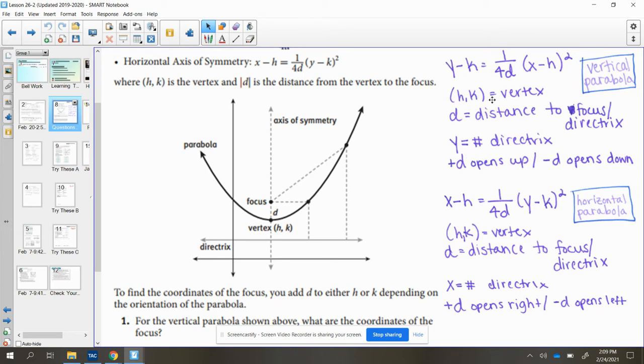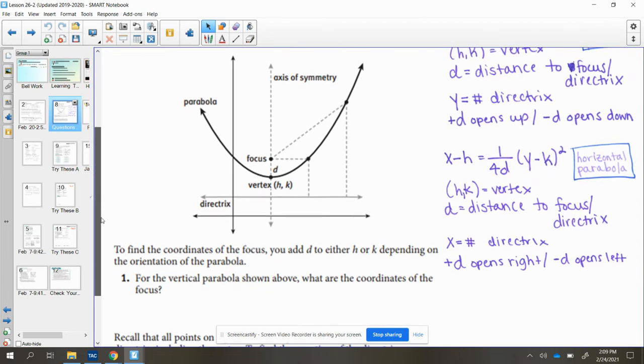And then a reminder that out front here, if you have a positive value, it's going to open up. Negative value opens down for x squared. For y squared, it's the opposite. You have negative means left, positive means right. Okay, so plus means right, negative means left.